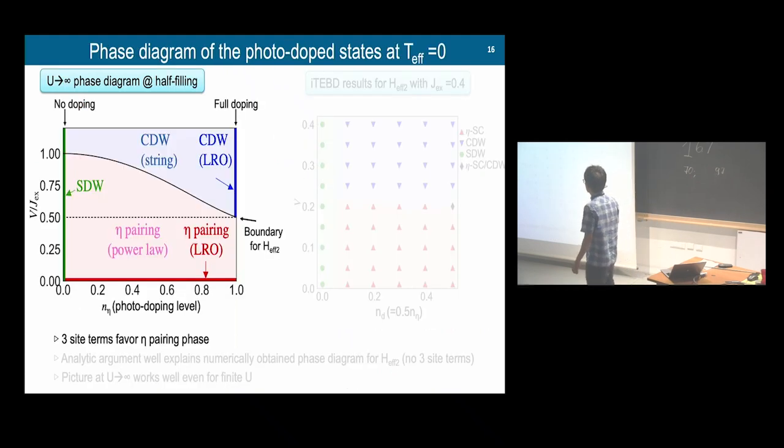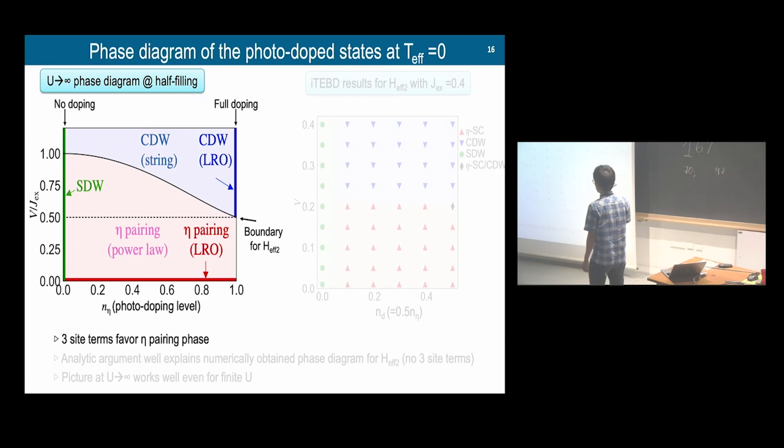Okay. So if we write down the resultant phase diagram in the plane of photodoping level and the nearest-neighbor interaction, it looks like this. Without doping, the system is in equilibrium, so we have the conventional equilibrium SDW. And with the doping, there is the emergence of the eta-pairing phase and the CDW phase, and their phase boundary corresponds to the SU(2) point of the XXZ model.